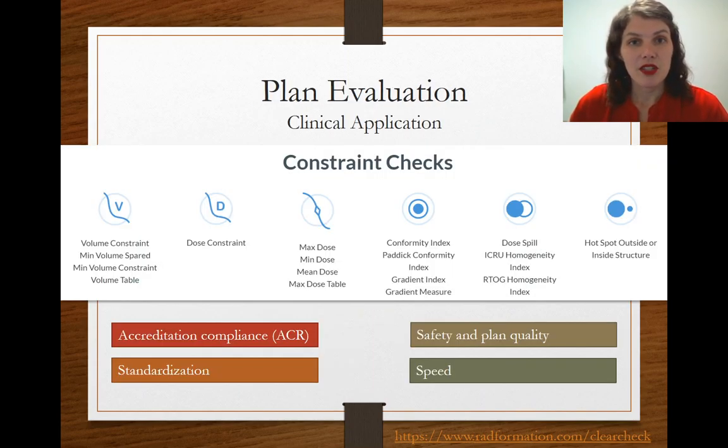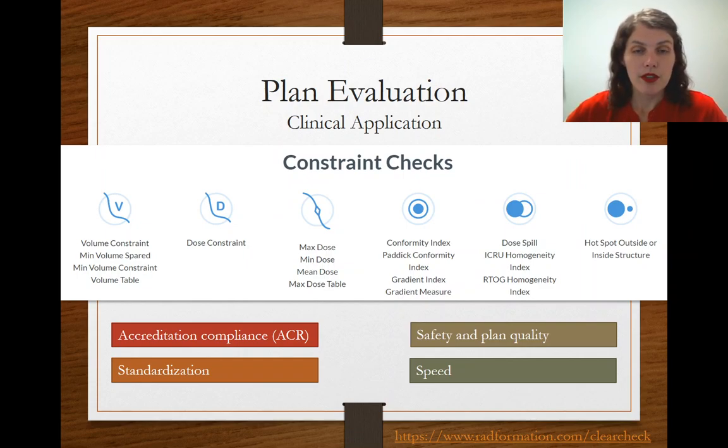So this is an image that's taken directly from the website where you can find more information about ClearCheck, and it just shows the different types of constraint checks that ClearCheck is able to do. And this was our primary motivator for purchasing the product, the ability to do plan evaluation and to document that we're meeting or not meeting our dose constraints that were set at the time of planning.